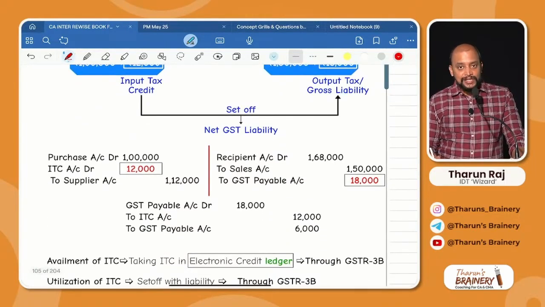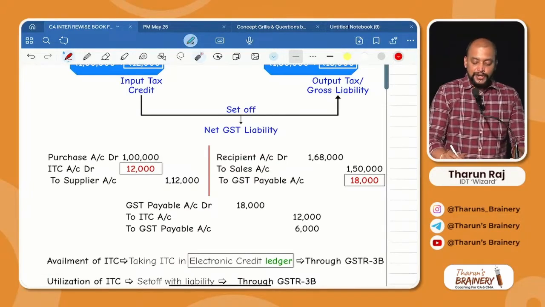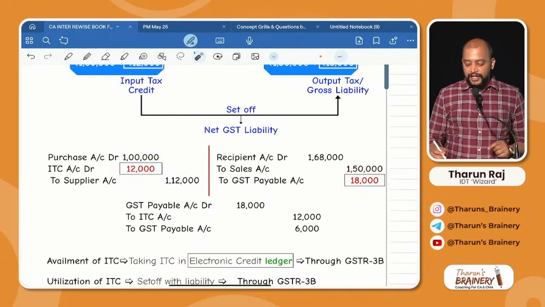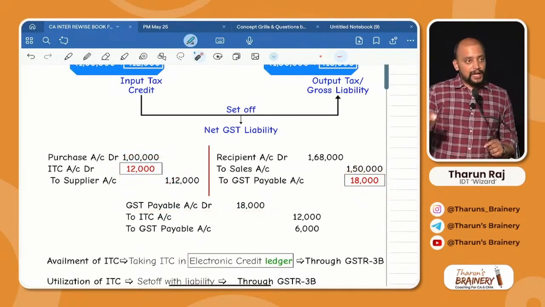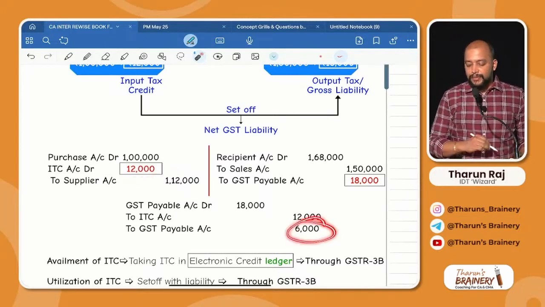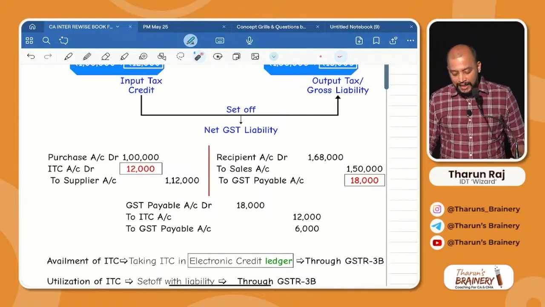GST payable shows a credit balance, means it's a liability, and ITC shows a debit balance, means it is an asset. So we can set off this 18,000 against this 12,000. So the set off entry will be GST payable account debit 18,000 to ITC 12,000. The difference amount 6,000 will be taken as the GST payable, that is the net liability.